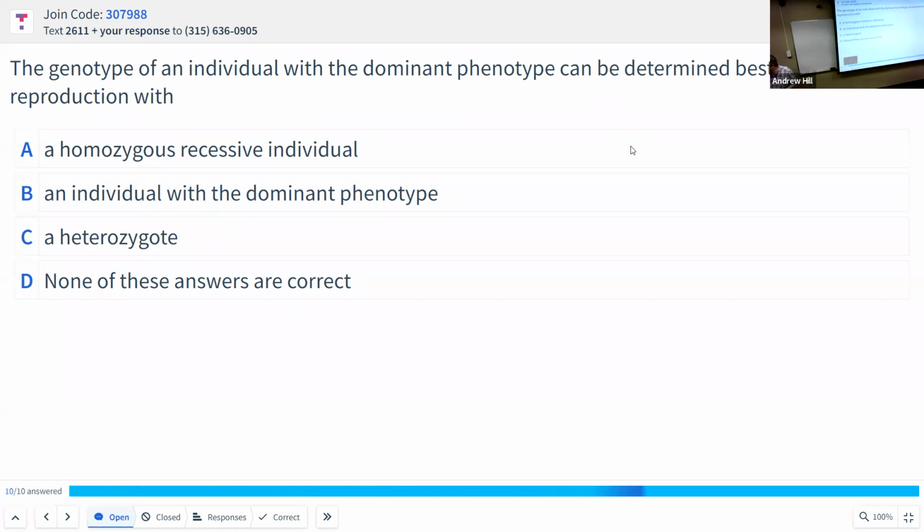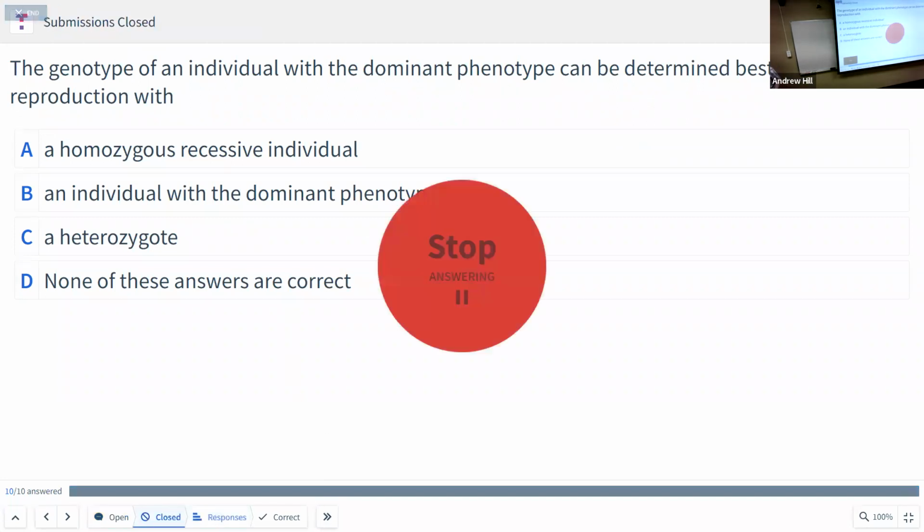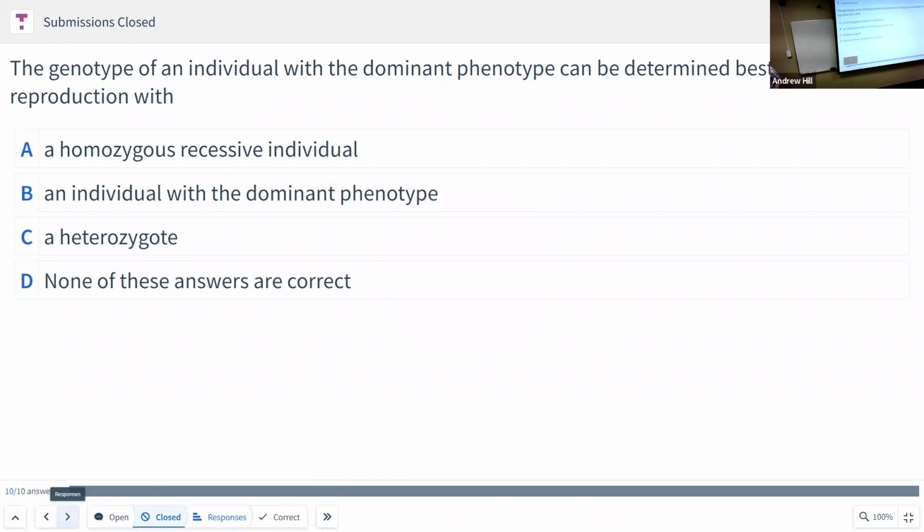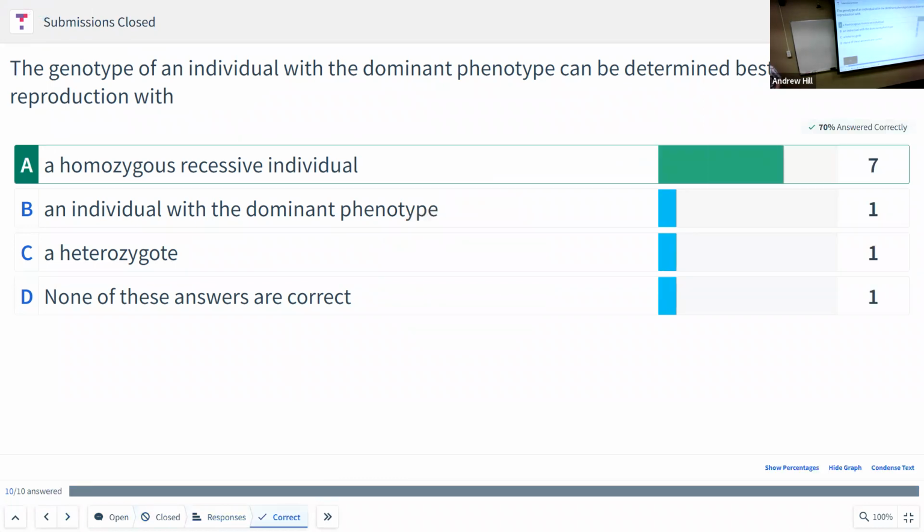Okay, so everyone's answered. Let's go ahead and take a look at the responses. A lot of people have put homozygous recessive individual as who should do this cross with. So let's take a look at the possibilities, and let's assume that that's correct.